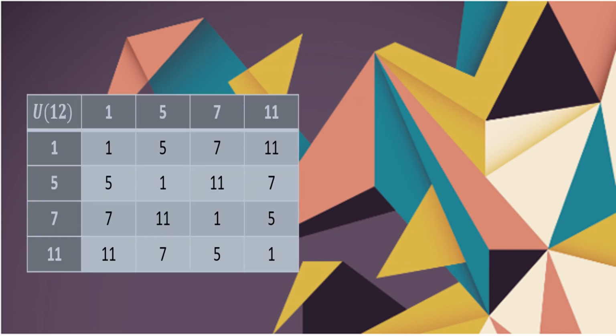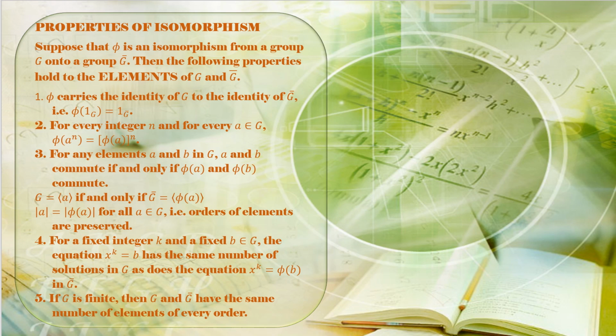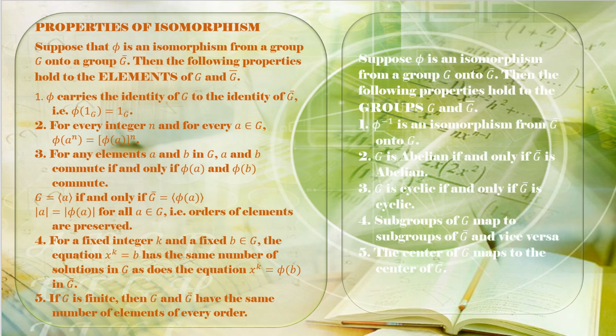Now, here's the Cayley table of U12 and U12 bar. They have different labels but they are isomorphic. Lastly, here are the properties of isomorphism that concludes our topic for today.